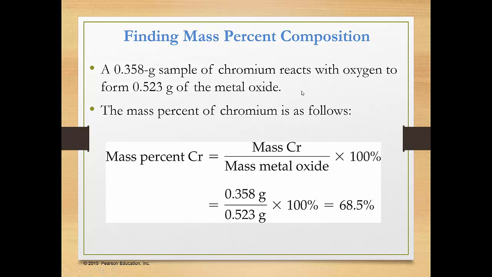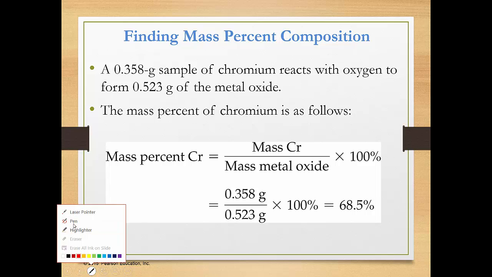So if we look at an example of this, let's say we have a sample of chromium, so that's an element, look on your periodic table. We have a 0.358 gram sample of chromium, and we're going to react that with oxygen. We're going to oxidize it to form the chromium oxide, and we end up with 0.523 grams of chromium oxide. So the difference between those would be the mass of oxygen that we take on. We would find the mass percent of the chromium by taking the mass of just the chromium, the 0.358 grams.